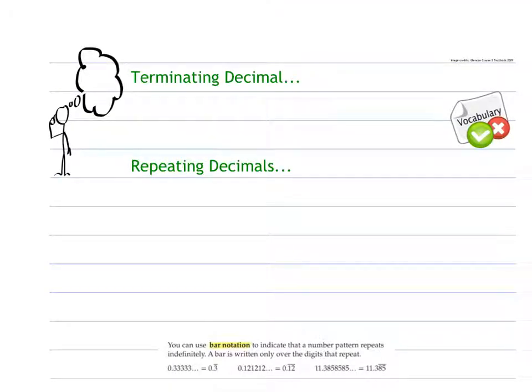All right, here's vocab that we need to have written down. Terminating and repeating, terminating decimals and repeating decimals. These you might already know, but we still do need to have them written down. So a terminating decimal is a decimal whose digits end. So it eventually comes to an end.